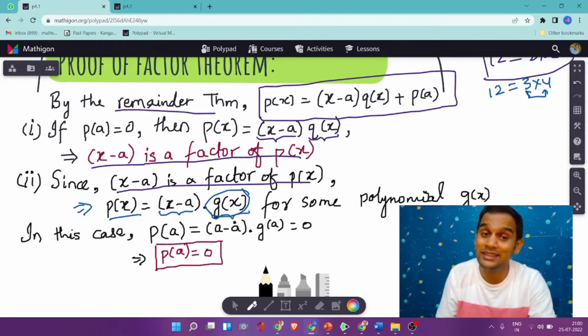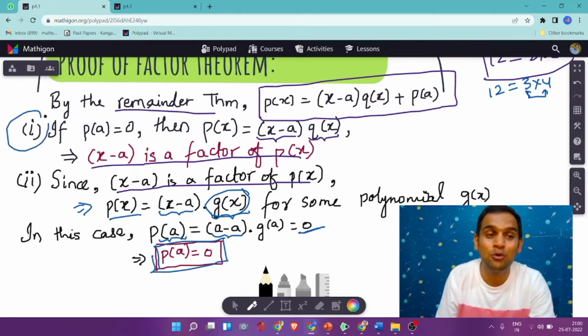Now in this case, suppose I take P of A. I'm taking P of x, right? So instead of x, I substitute the value of A, because we want the value of P of A. That is the remainder, right? So P of A I have substituted. Instead of x, I substituted A, and G of x became G of A. Since A minus A is 0, 0 multiplied by G of A, we are not worried what the value of G of A is, because it will give us the value 0. So what do we get? P of A equals 0. That means we have proved both the statements very, very clearly.